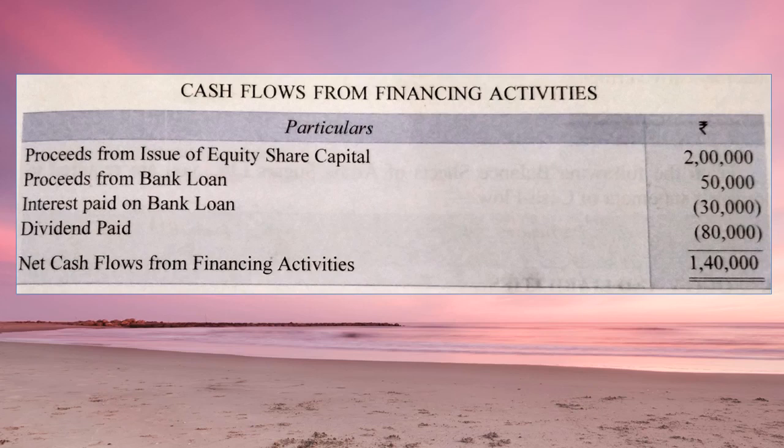Cash flows from financing activities. Issue of share capital rupees 2 lakhs. More loan has been taken, rupees 50,000. Interest has been paid. This payment is in CFO. You might have added it, now the subtraction will be done: 30,000. Dividend paid, now the payment of dividend, it will be added in NPBT and now the subtraction activity is done: 80,000 minus. Again the result is positive, so the word flow will be written. Net cash flows from financing activities is 1,40,000.